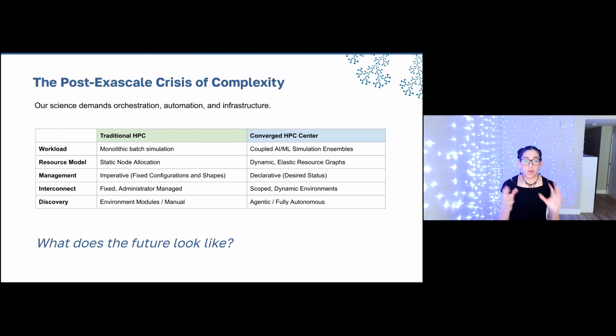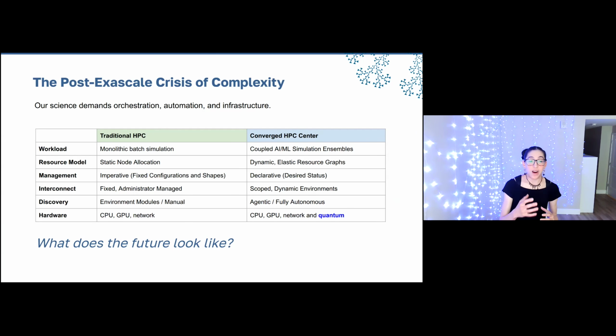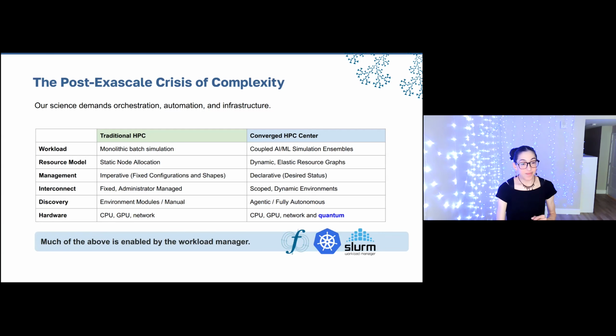And so what we've started to realize as we make this transition from traditional HPC into what we think of as this converged HPC center of the future, where we're running coupled AI/ML simulation ensembles, we have dynamism, elasticity, declarative management, is that there's actually another row in this table. That row is related to hardware. We're moving from this traditional HPC hardware into the addition of quantum devices.